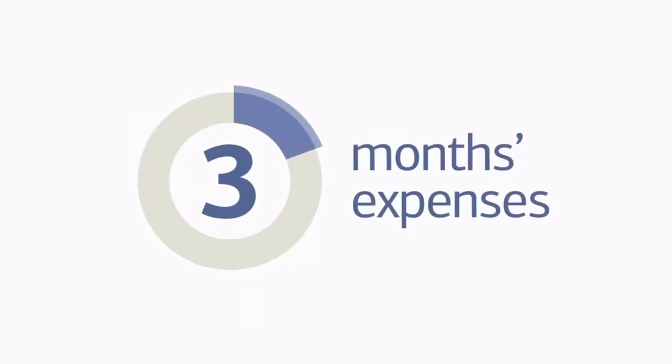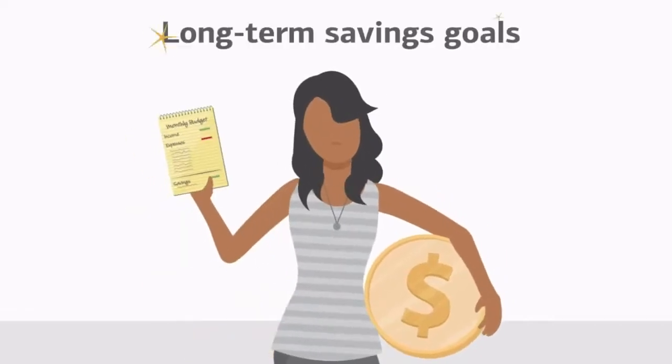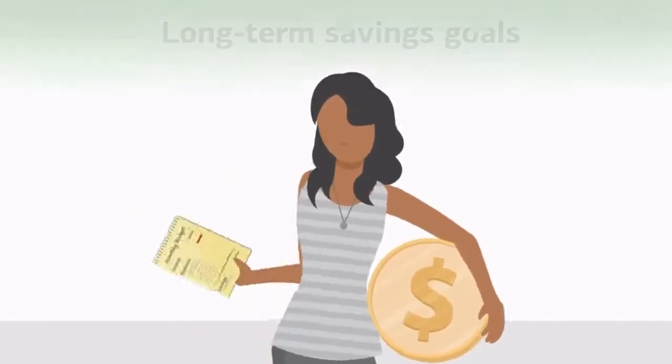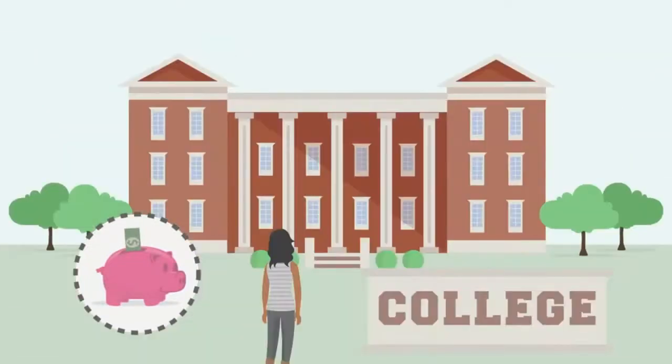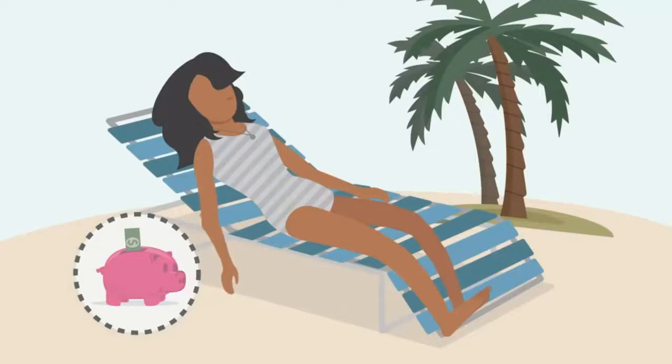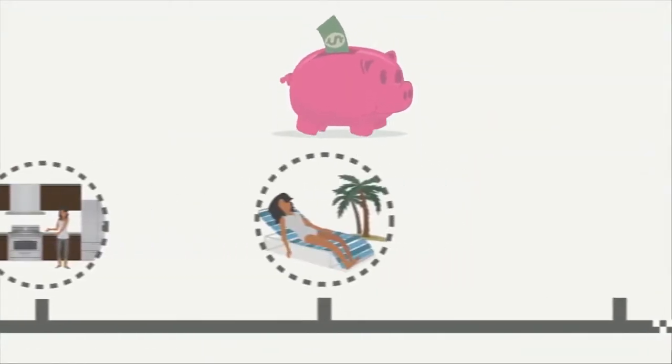Start by building up 3 months' worth of expenses as a goal. Once you've established an emergency fund and are living within your budget, you can then figure out some long-term savings goals. Whether you decide to plan for your retirement, or save for a home improvement, college, or even a well-deserved vacation, you'll be better able to set aside some money and have a timeline for reaching your goals.